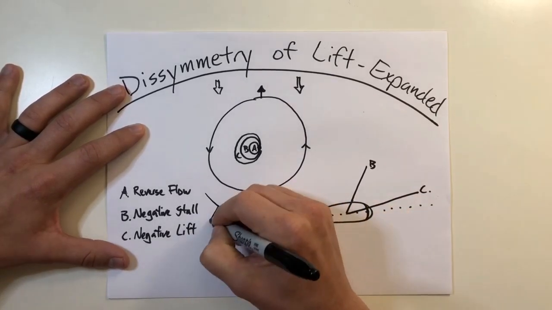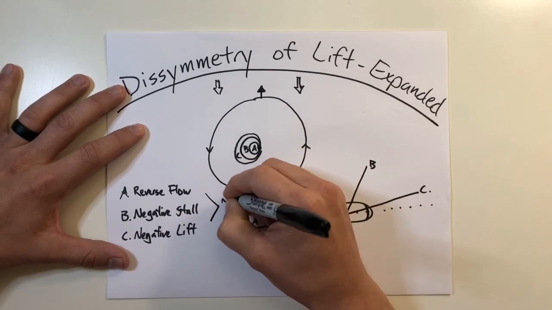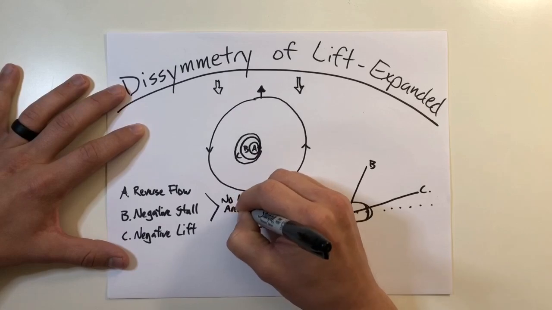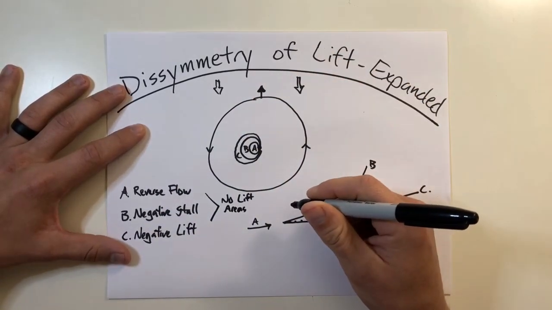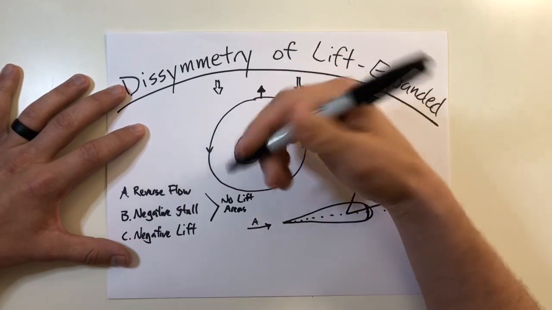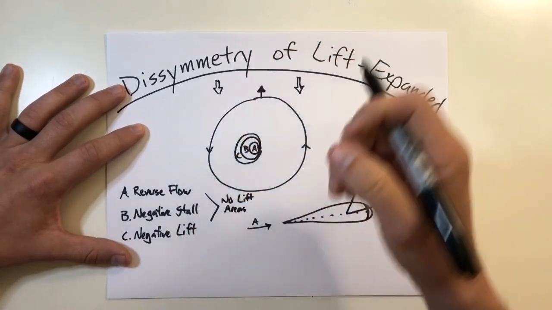Now, these 3 regions right here are collectively known as the no lift areas, because they're not really doing anything to produce lift for you. These regions tend to grow on the retreating side with higher air speeds and shrink with lower air speeds.